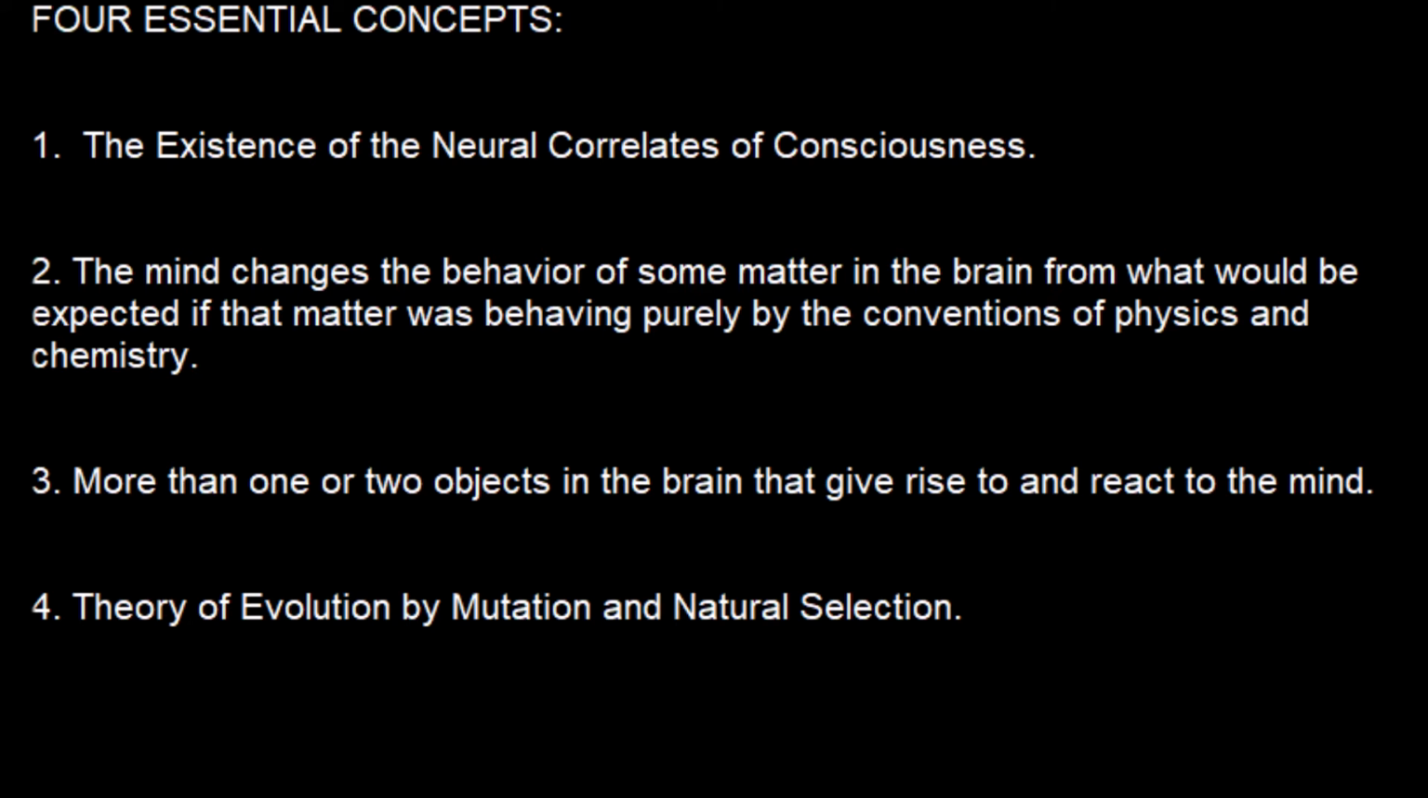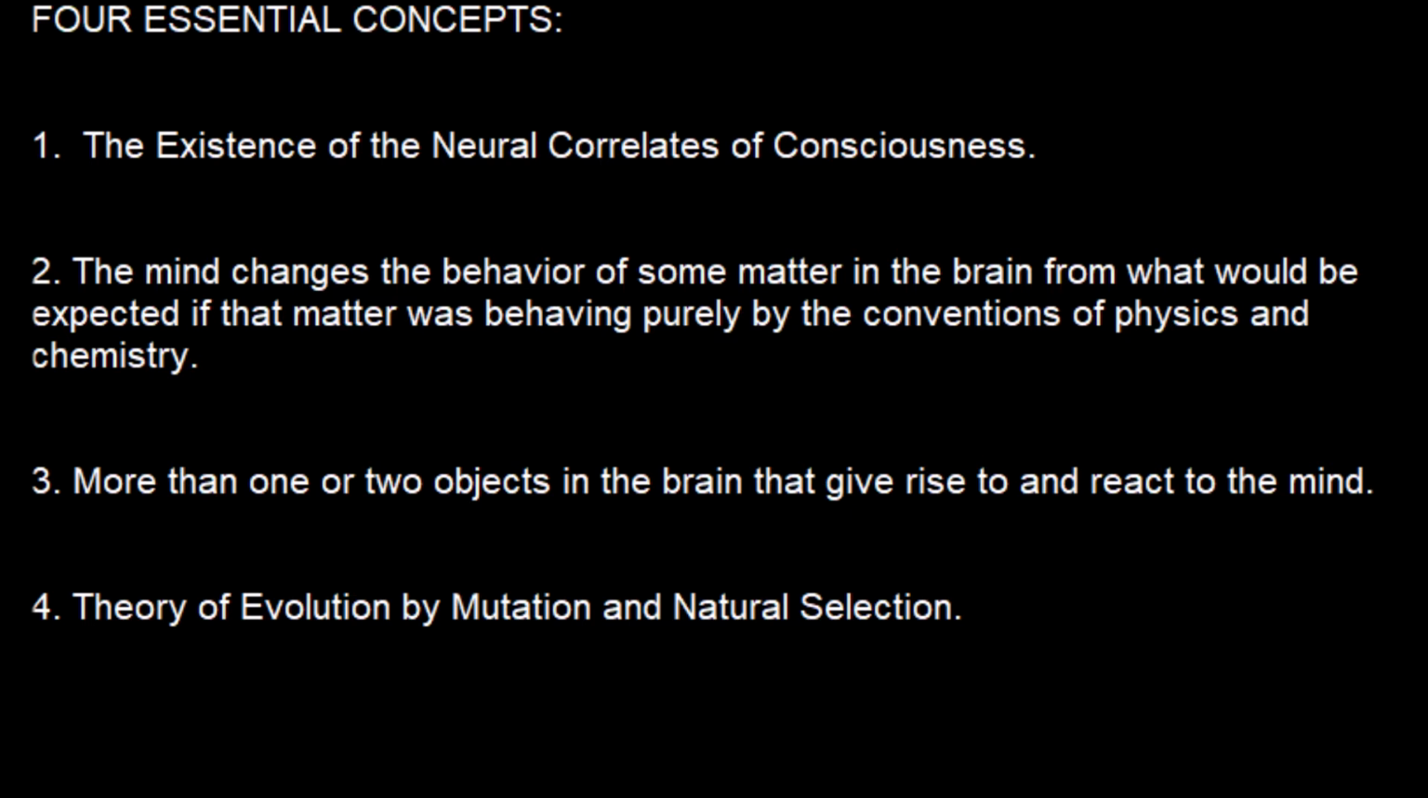If you have not seen my previous video, Interactionism, Evolution, and Four Essential Concepts, I strongly recommend you do so before continuing. In that video, I list four essential concepts that we are going to be referencing in this video. They are the existence of the neural correlates of consciousness, the fact that the mind changes the behavior of matter in the brain from what would be expected if that matter was behaving purely by the conventions of physics and chemistry, that it is more than one or two objects in the brain that give rise to and react to the mind, and the fourth is this theory of evolution by mutation and natural selection.